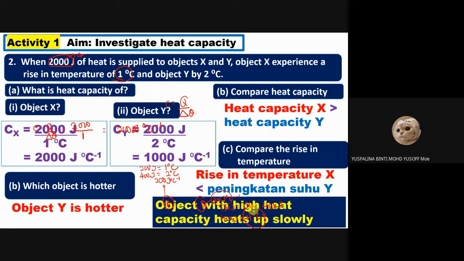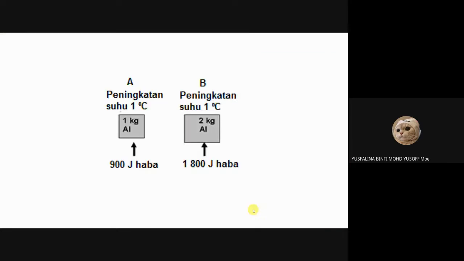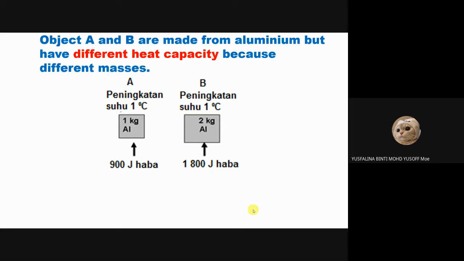Okay, so an object with high heat capacity heats up slowly. This one is the same as the one that I gave just now. For 900 joule, it will increase 1 degree Celsius. But if you want to heat up 2 kilograms, you will need 1800 joule of heat.